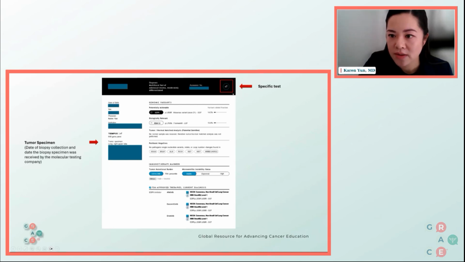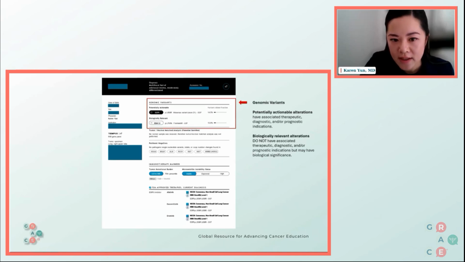So on the top, it shows that this is the XT report. And then here on the left side, it's also specifying which specimen this molecular testing was performed on. So it's indicating that this was performed on a right upper lobe lung biopsy. And then usually it'll also specify when that biopsy was performed.